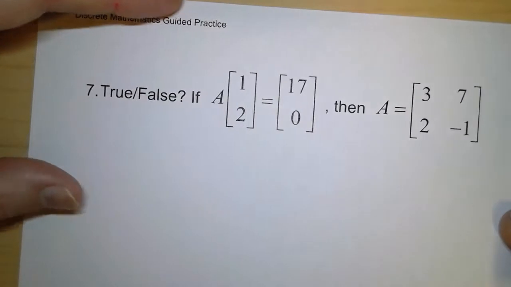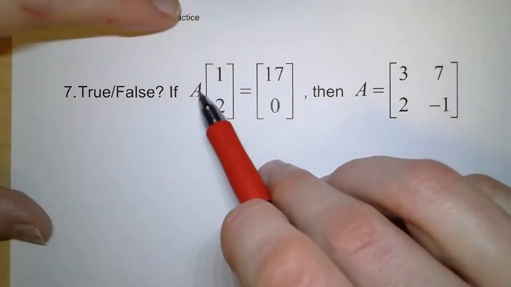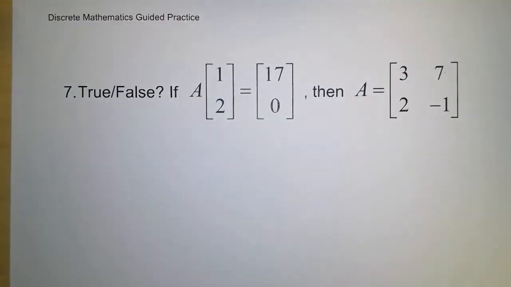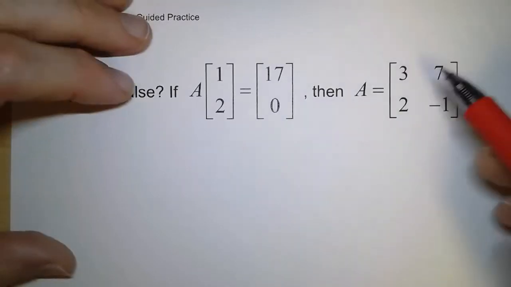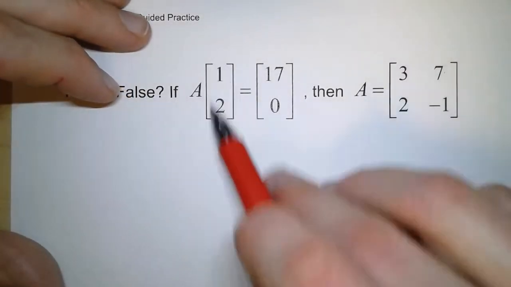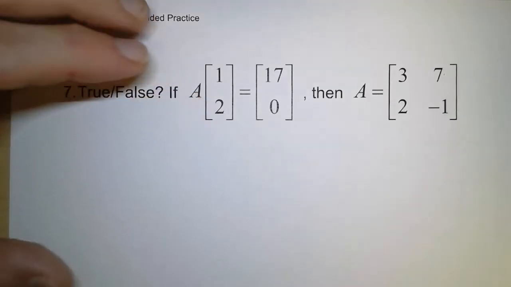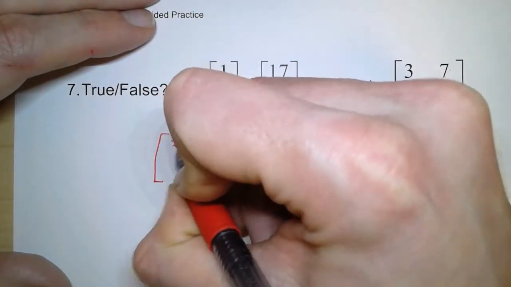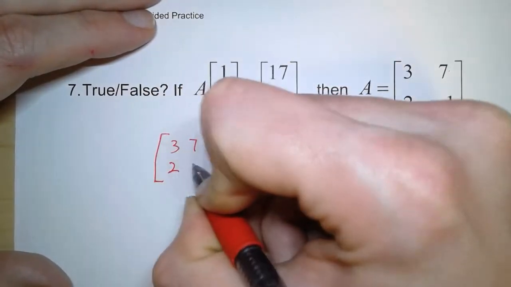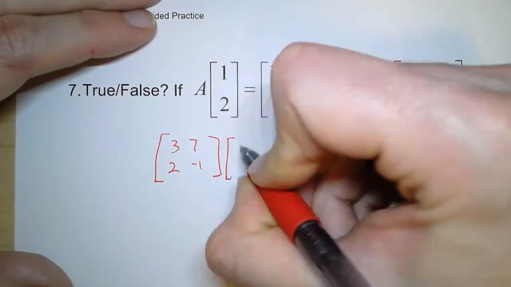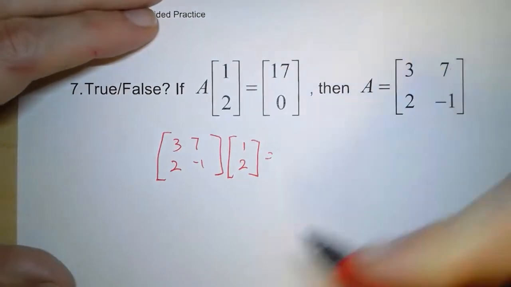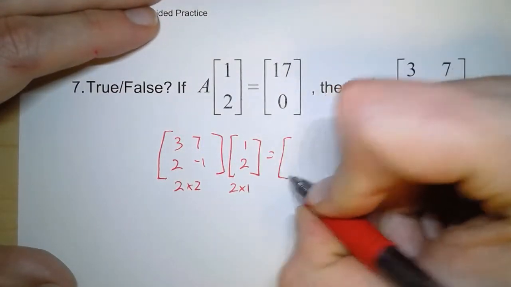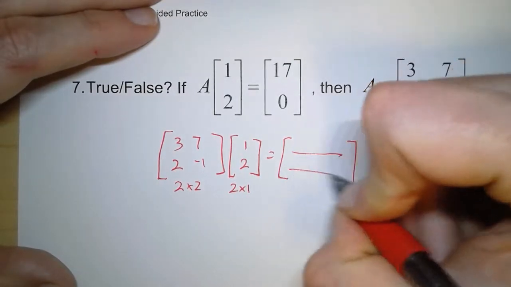Number 7. Now, number 7 is a true-false. So we're saying if matrix A times this gives us that, then that's what matrix A has to be. Well, the easy way to test that is we're going to take this as matrix A and multiply by this second matrix, 1, 2, and see if we get 17, 0. So we write 3, 7, 2, negative 1, times 1, 2. Now this is a 2 by 2, and this is a 2 by 1.